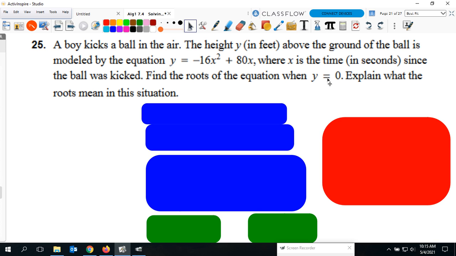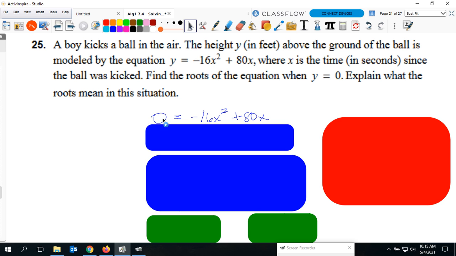We're going to substitute the y with 0. We're going to plug 0 in here. That's going to give us our standard form. So we'll do that first. So we're going to say, okay, 0 is equal to this negative 16x squared plus 80x. That way we'd want to solve for x, just like we've done before. Now it's in standard form. We just got to factor out.